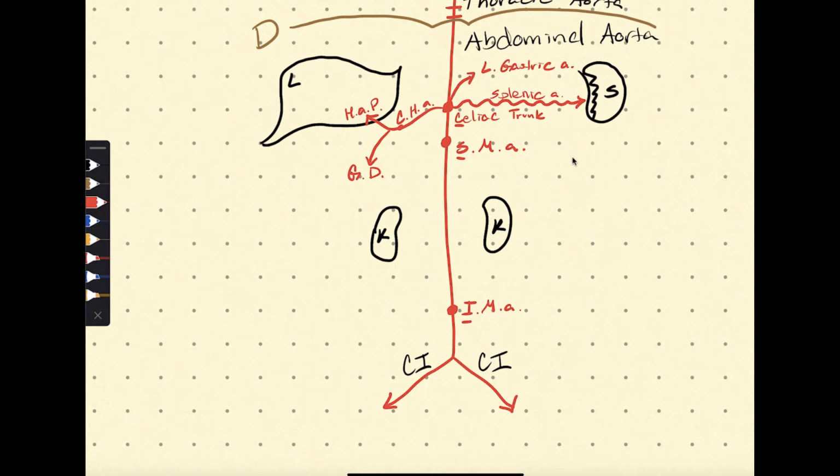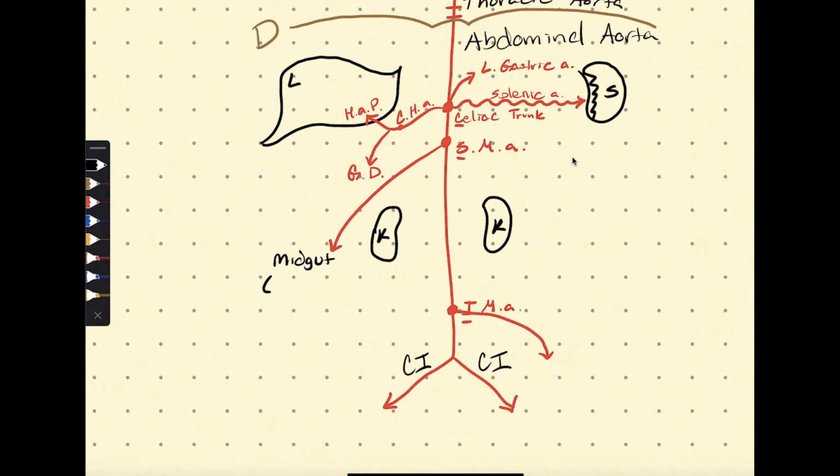Next up, we have the superior mesenteric artery. And we'll have an inferior mesenteric artery. It's important to realize what those are headed to. The superior mesenteric artery is going to the midgut. It's going to what we'll generally refer to as the midgut. And then, parentheses, we can tell you what that means.